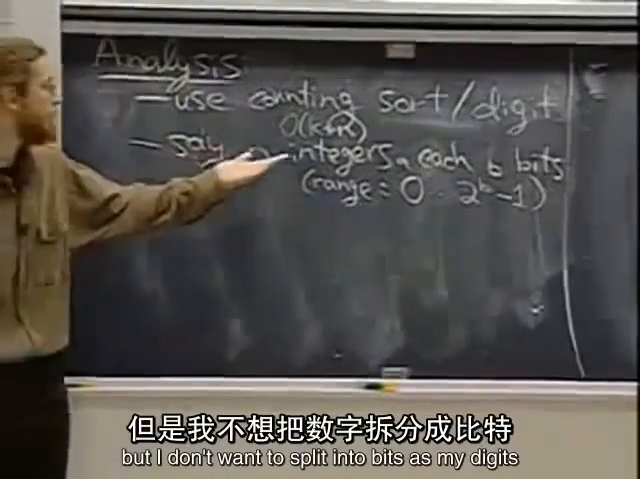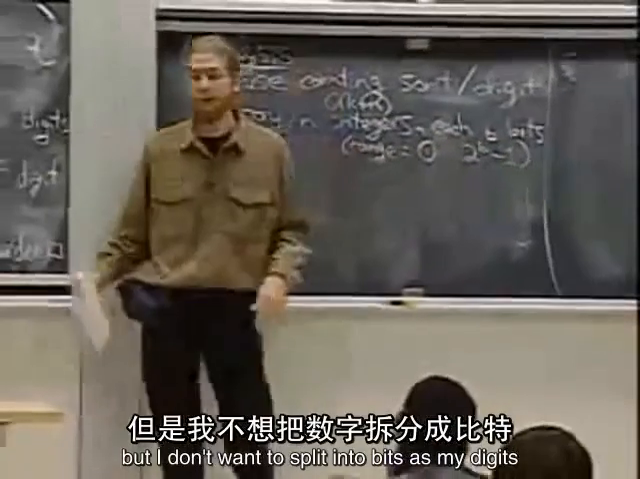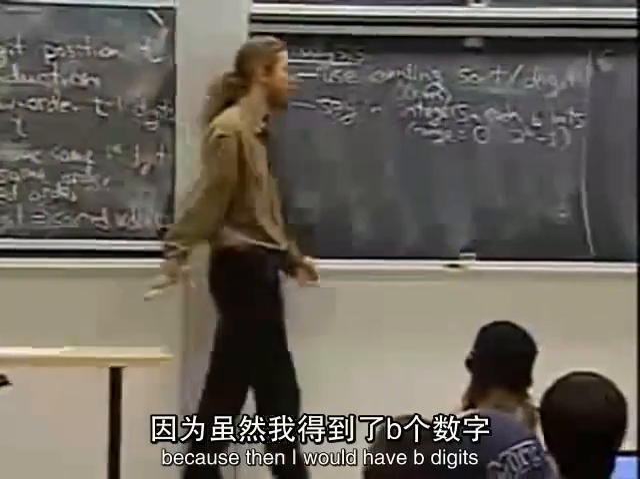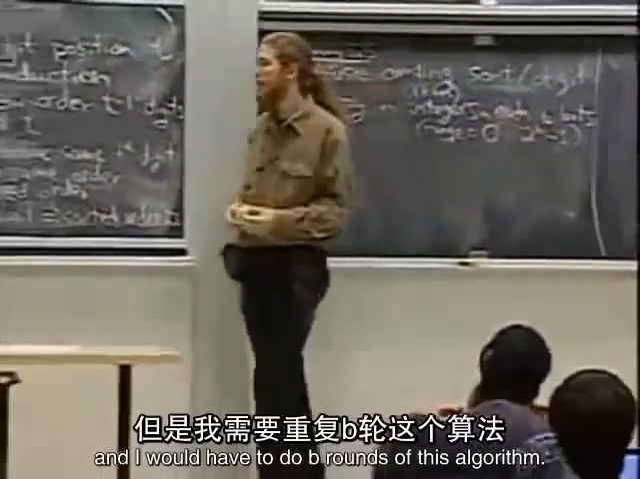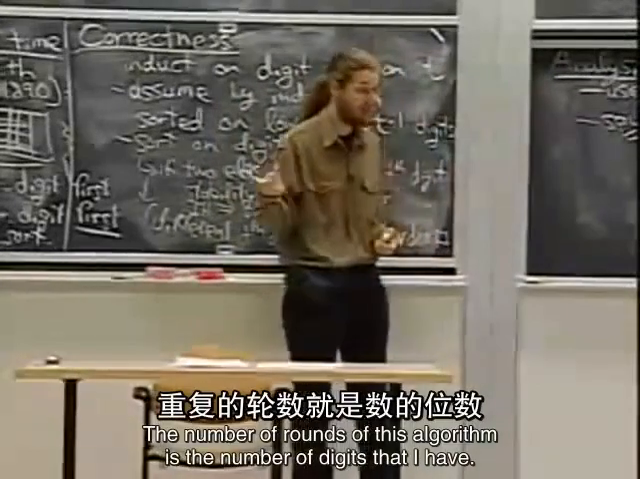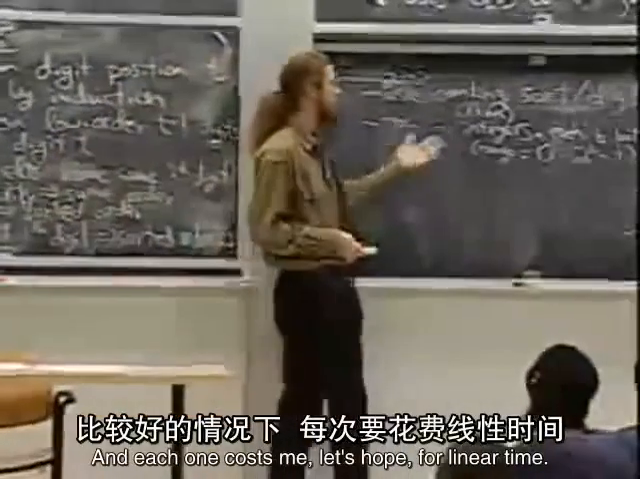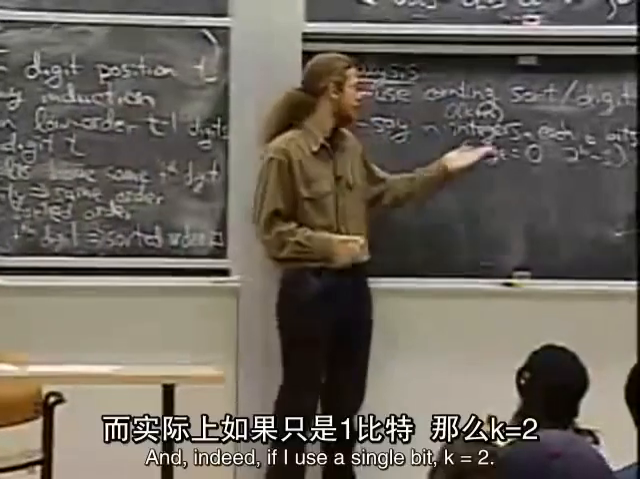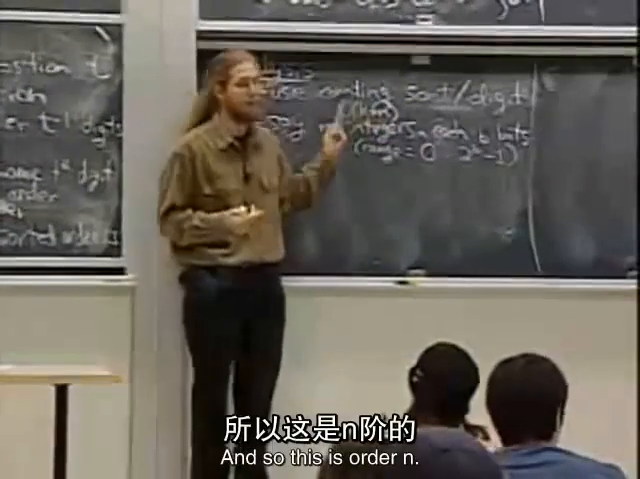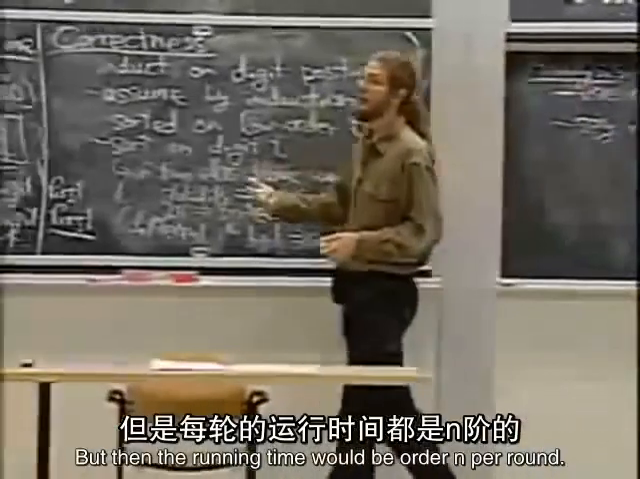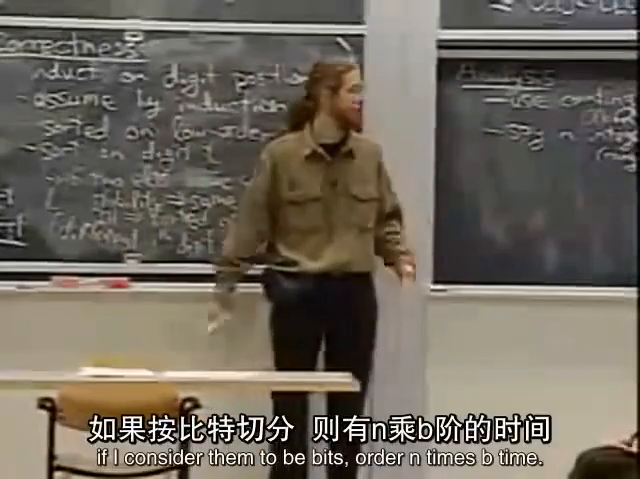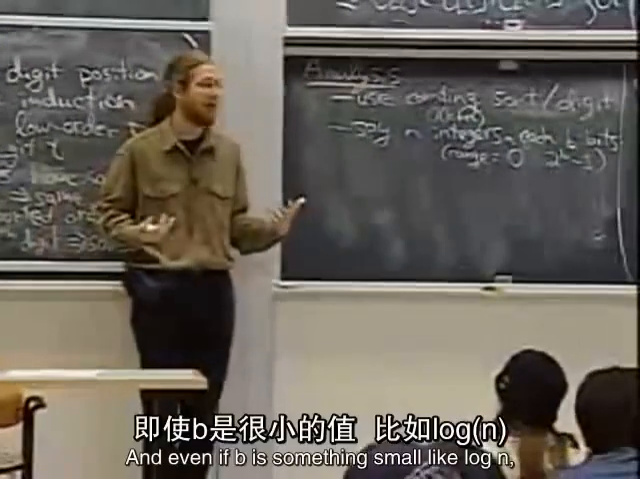But I don't want to split into bits as my digits, because then I would have b digits, and I would have to do b rounds of this algorithm. The number of rounds of this algorithm is the number of digits that I have. And each one costs me, let's hope, linear time. Indeed, if I use a single bit, k is 2, and so this is order n. But then the running time would be order n per round, and then there are b digits if I consider them to be bits. So that's order n times b time.